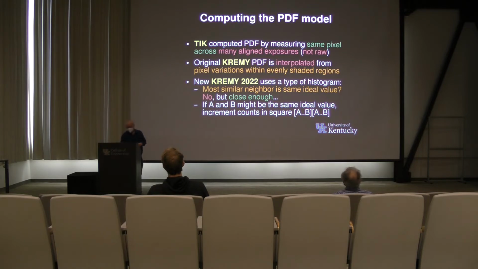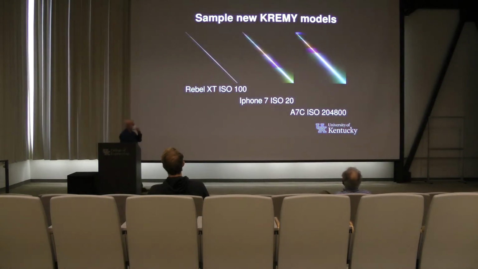Okay. So here are a few that were generated by doing this model. Basically, this is generated by the process I showed you. The Canon Rebel XT at ISO 100, almost noiseless. Not noiseless, but almost noiseless. You can see there's a little bit of thickness to that line, but not much. An iPhone 7, even though it's at a very low film speed, pretty terrible. Why? Really small sensor, really small pixels, not a lot of photons.